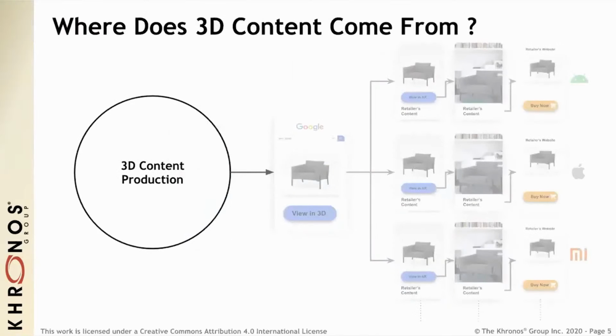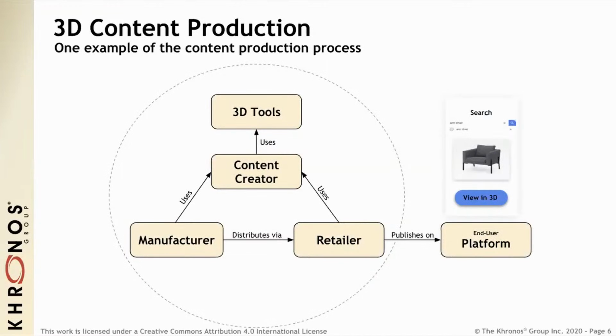Where does this content come from? How do you produce this asset in the first place? What are the problems in that part of the world? As an example, a manufacturer who wants to sell a product relies on either a retailer or a shopping platform to help them sell the product. The retailer or the shopping platform usually employs a team of content creators or employs a service of content creation, where a team of 3D artists then use 3D tools to produce the 3D content. So you can see that there are multiple actors and multiple roles that people are playing in multiple organizations to produce content.